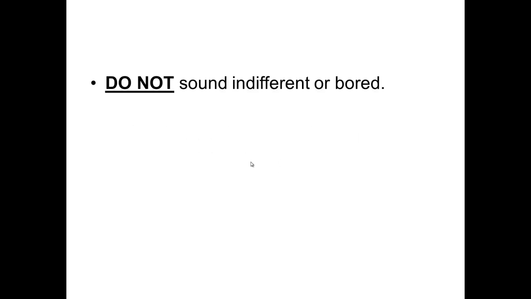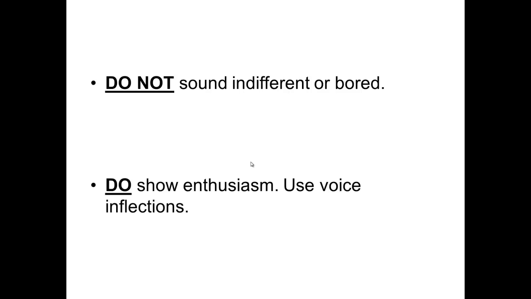Okay. So first point of the oratory do not is do not sound indifferent or bored. Trust me on this. If you use a monotone voice, if you don't use any kind of voice inflections, if you're bored or if you seem bored, your audience is going to be bored. So instead, do show enthusiasm. Use voice inflections. What do I mean by voice inflections? It's basically what I'm doing right now. Show exclamation, show some energy. For example, don't just say something like, do not sound indifferent or bored. Do show enthusiasm. Use voice inflection. See, that's very monotone, very dry, right? You want to put some energy behind what you are saying.